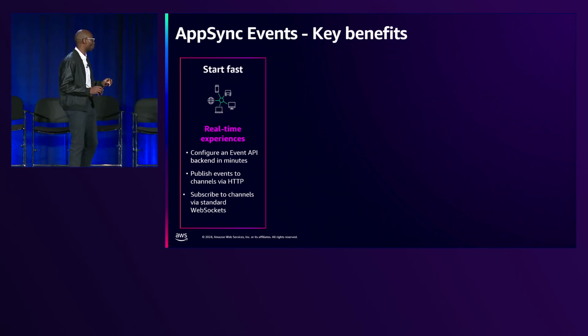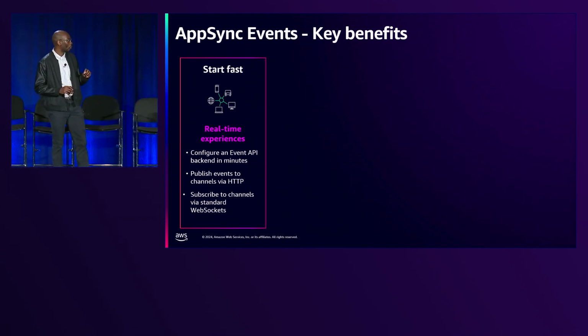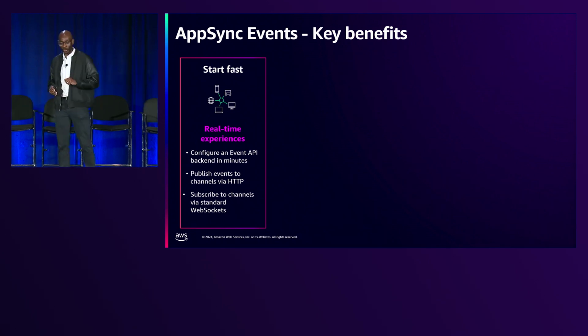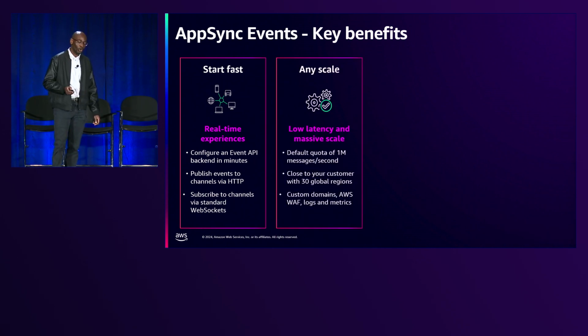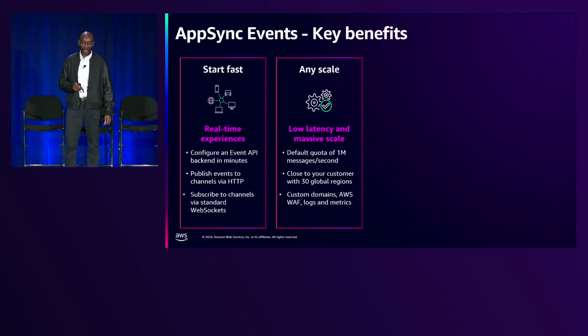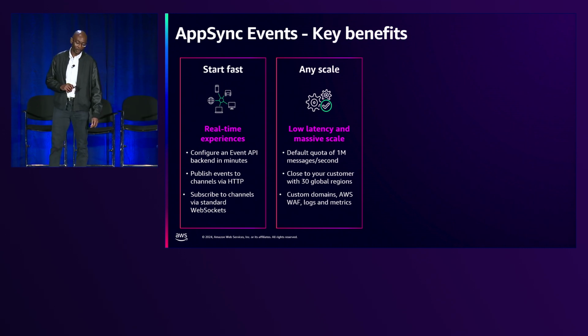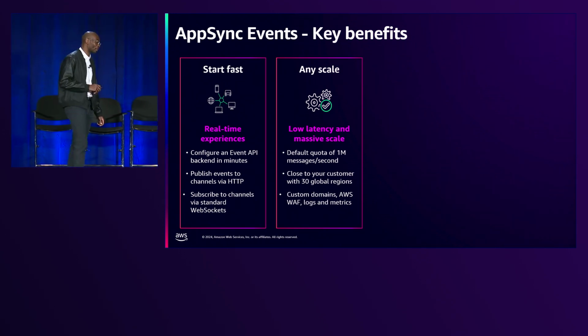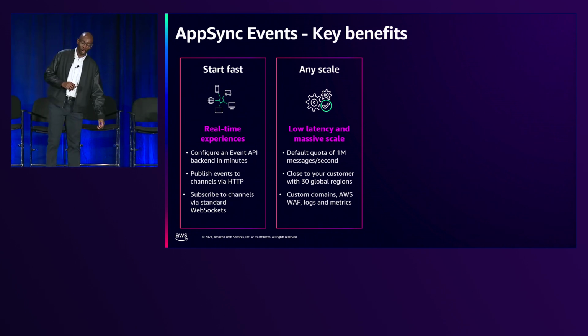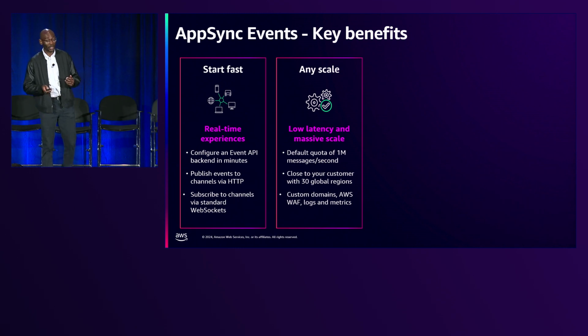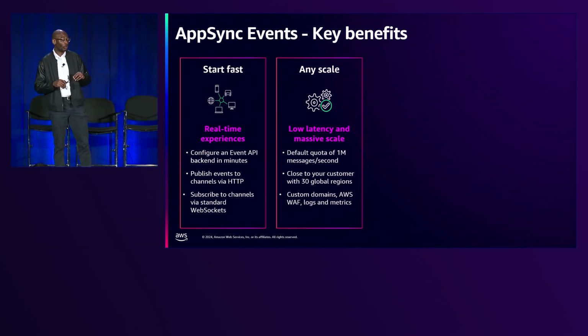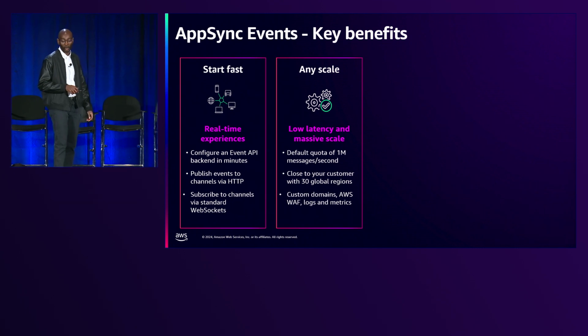It's super easy to get started. You can publish events to channels via HTTP, and you can subscribe to channels via standard WebSockets. This works at any scale. I'll show you some of our default quotas in a couple of pages, but it's available today, and you can already publish 1 million messages a second without requesting any quota updates. It's available in all of the regions that AppSync is in, that's about 30 regions, and it comes out of the box with custom domains, AWS WAF integration, CloudWatch logs, and CloudWatch metrics. So your integrations with your favorite AWS services are already available.